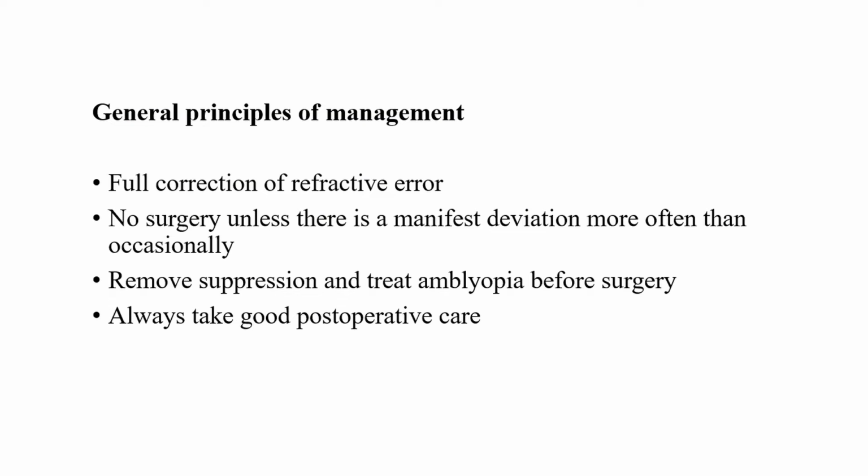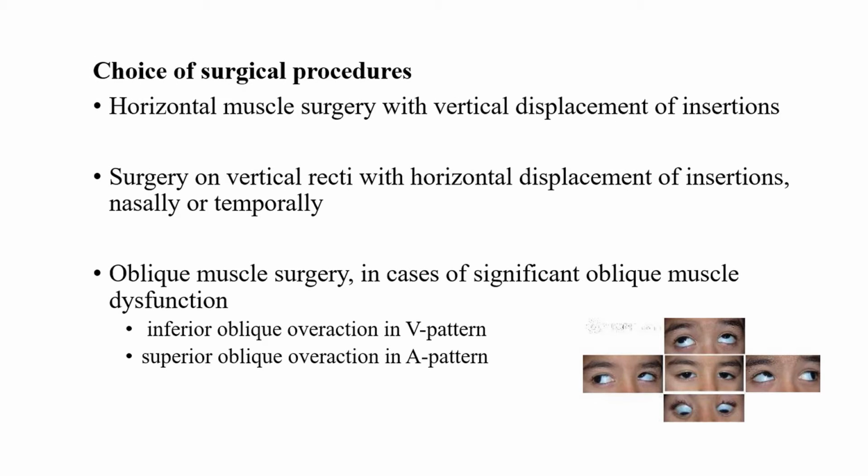General principles: if the deviation is very small and you have to give corrective glasses, go in for amblyopia therapy, but surgery is a must for A and V patterns. And then you have a choice. Very important, look for oblique dysfunction. If you have an oblique dysfunction, you have to tackle the oblique, otherwise it will not take care of the deviation which you are having.